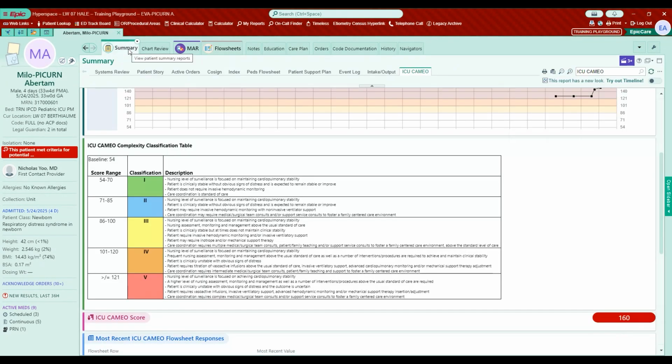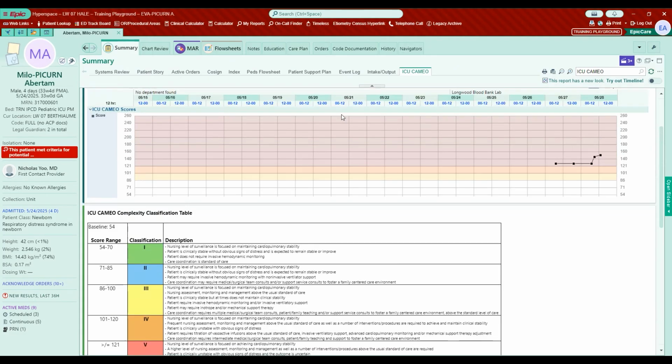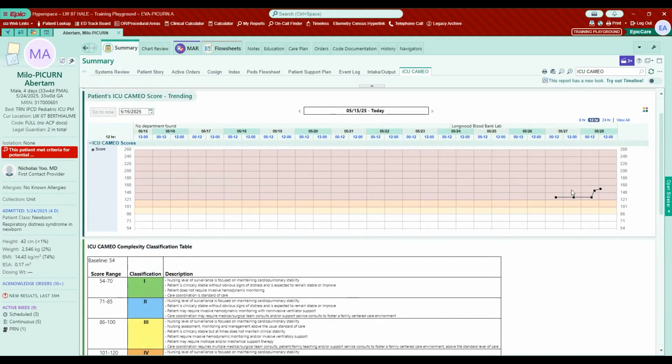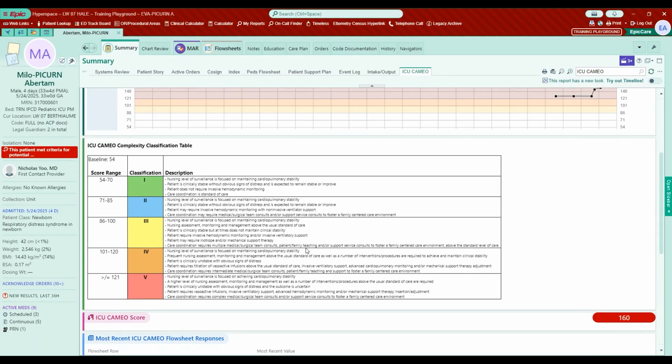And as we look at the summary, the trend here in the graph will update, and it shows that this baby does have a higher CAMEO score than previous. Walking through this instruction took some time, but as a bedside nurse, it takes approximately 1 to 2 minutes to complete. Thank you.